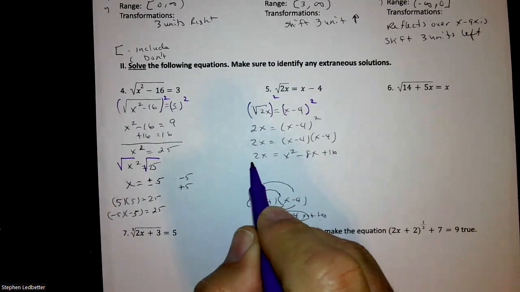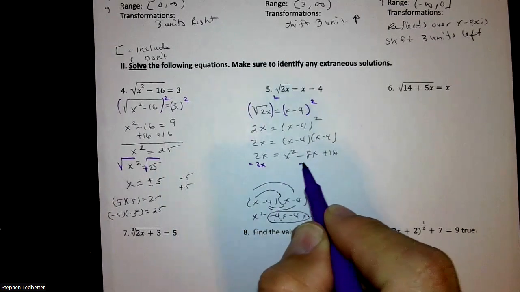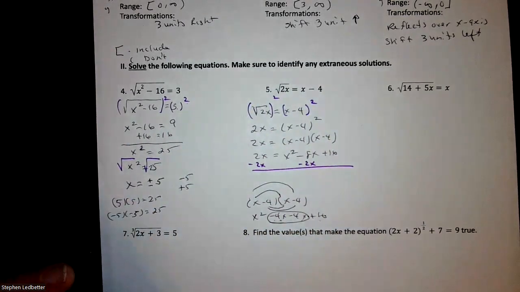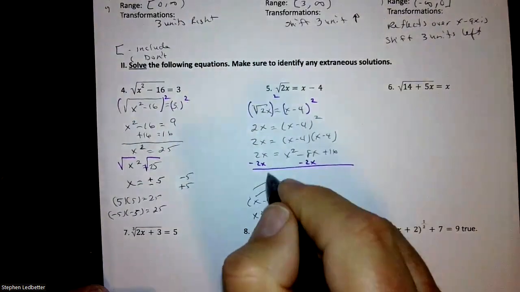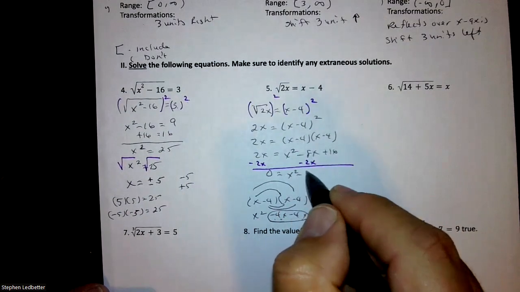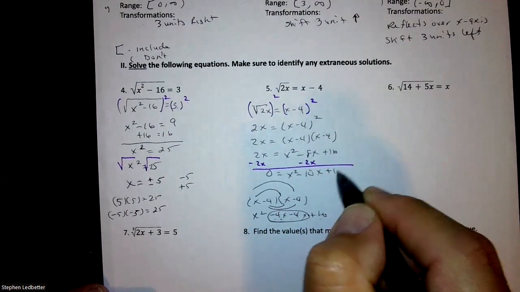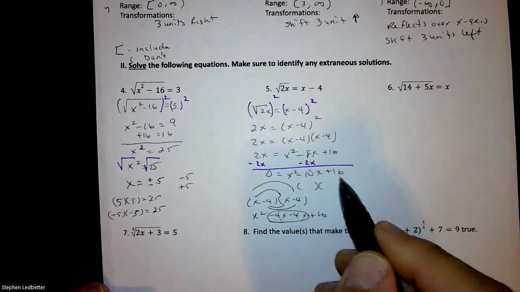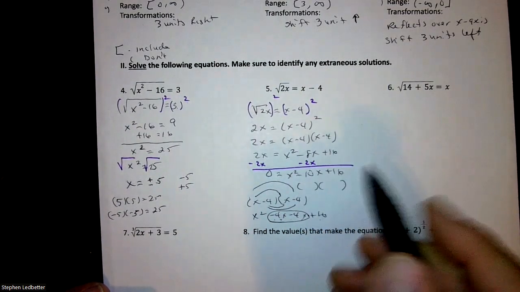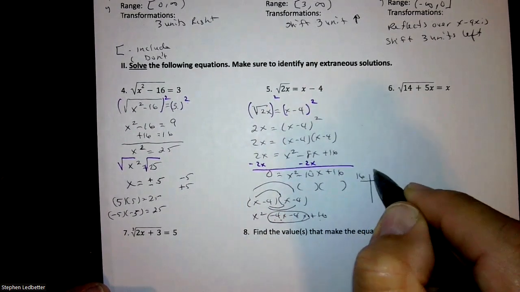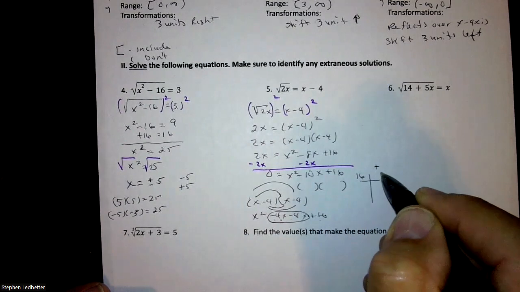This is a positive, so I'm going to subtract 2x. And look where I line it up, right under the other x. This becomes 0. This is x squared. A minus and a minus gives me a minus 10x. This is plus 16. Now you've got to figure out what two numbers I can multiply together that will give me 16, but when you add them, you get negative 10.